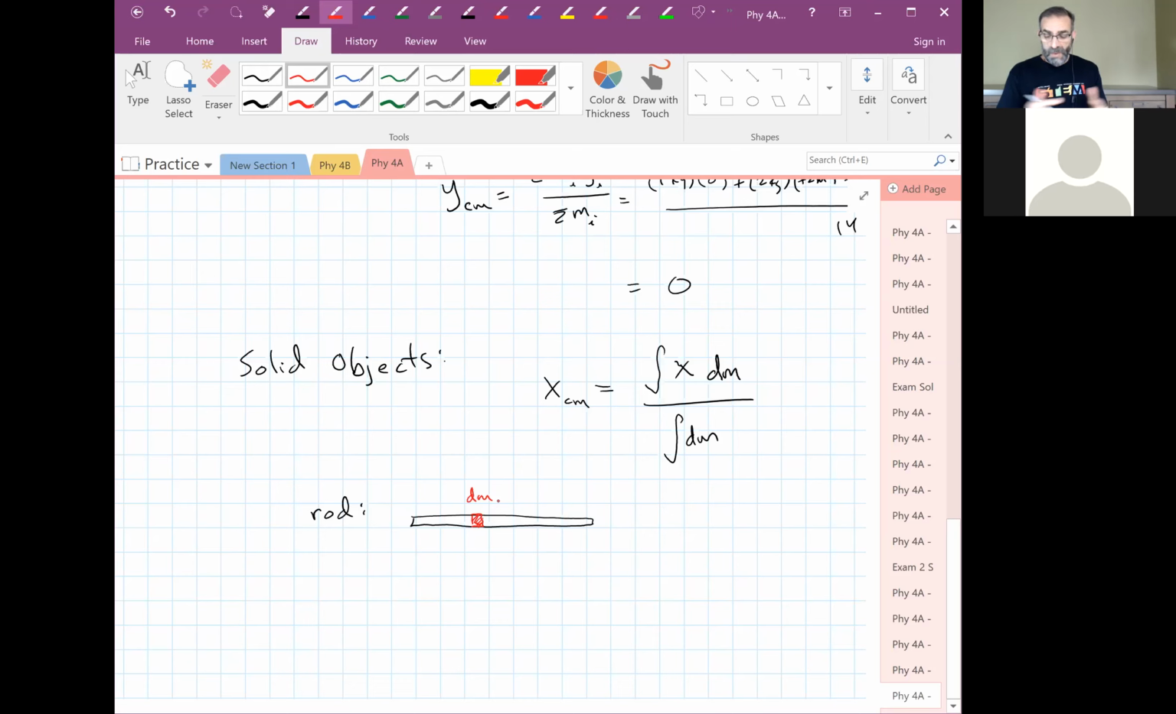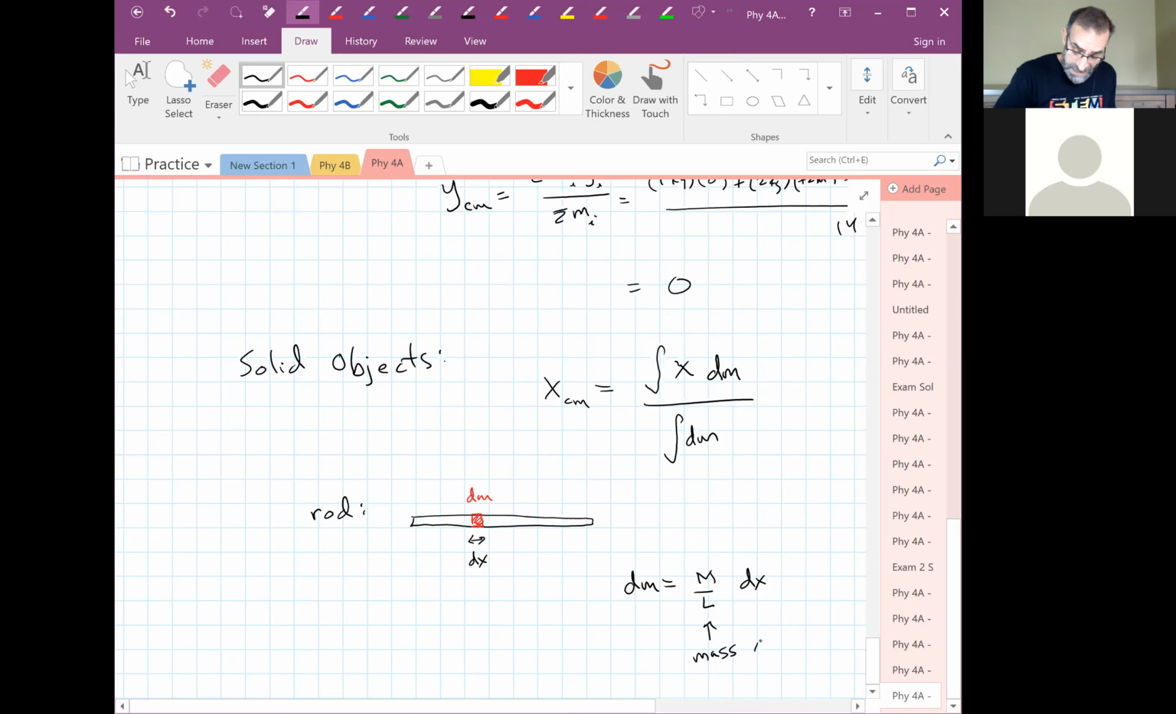What is dm? We can't integrate dm, right? We've got to turn that into something we can integrate, like a dx or something else. So we'll use the fact that this dm is going to be some little tiny length, dx, and we'll multiply it by the total mass over the total length. We'll multiply it by the mass density.